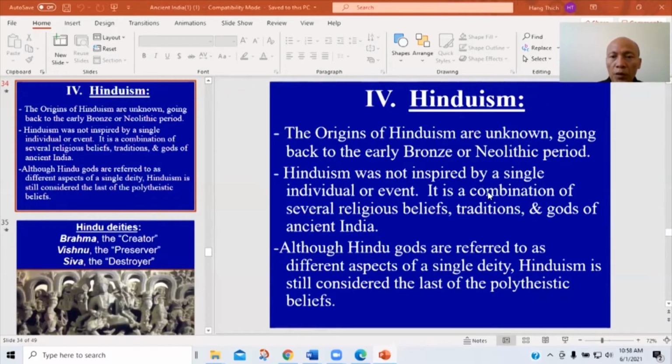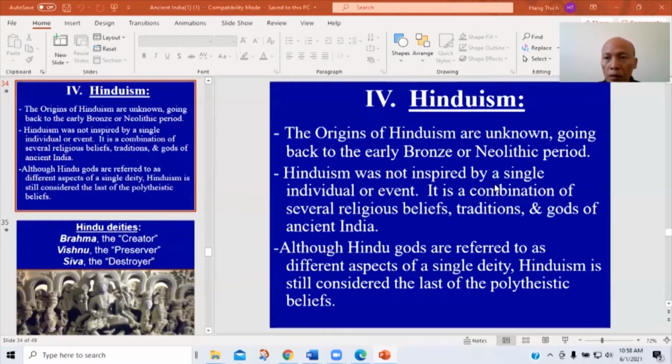So basically, when we talk about Hinduism, the origin of this tradition is unknown, going back to the early Bronze and Neolithic period. Hinduism was not inspired by a single individual or event. It's a combination of many religions, beliefs, traditions, and gods of ancient India.